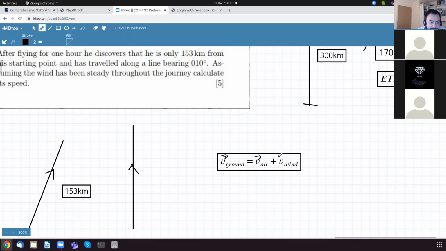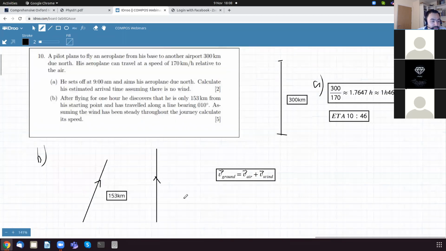triangle rule here. So what we do know is that this is his displacement relative to the ground. Yeah, so technically we can rewrite this. So let's do it. If we multiply this by t, I'm making it slightly more complicated. If we multiply this by t, we get displacement, because displacement is velocity times time.